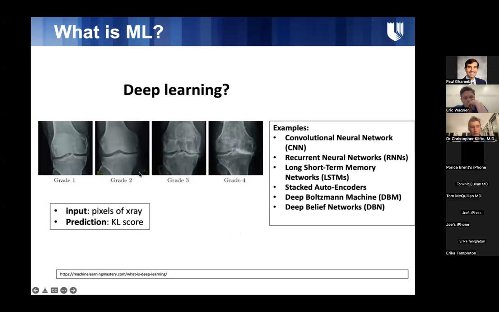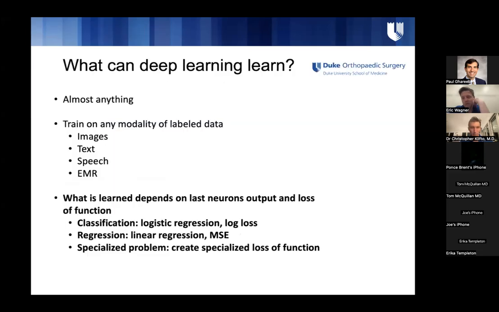So what is deep learning? Let's just say you took away those characteristics of the radiographs. You took these pixels from the radiographs and you developed a KL score based on that. And again, this is an example of neural networks and recurrent neural networks, and I'm going to give you an example of what those are.